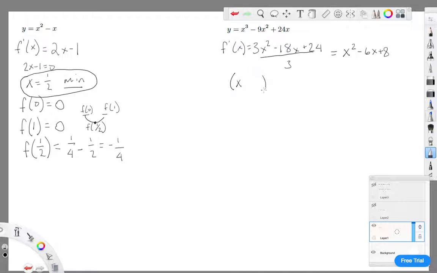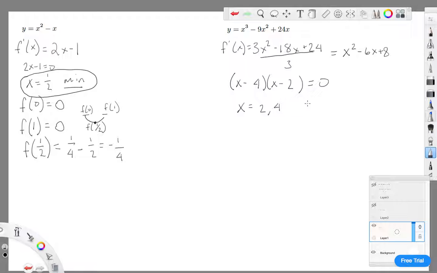We've got x and x. We see a plus sign here, but a minus sign here, so we need to have two negatives. And we've got 4 and 2. So we've got two different critical points. We've got x minus 4 equals 0 and x minus 2 equals 0. Therefore, we can solve easily. x equals 2 and 4.